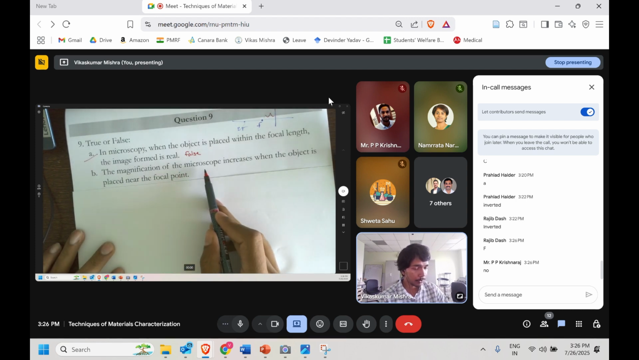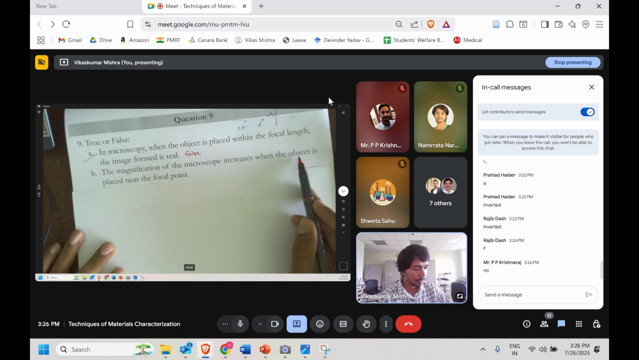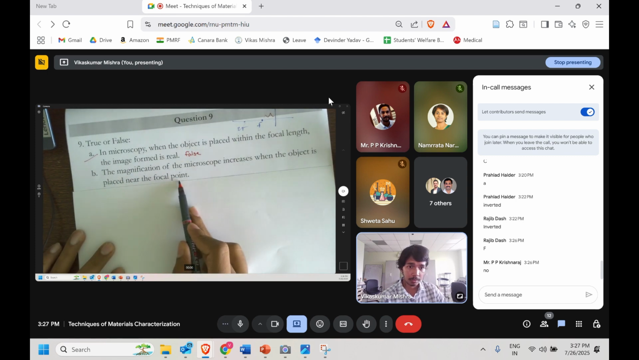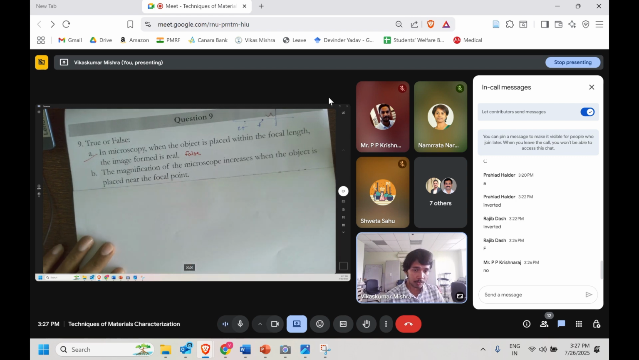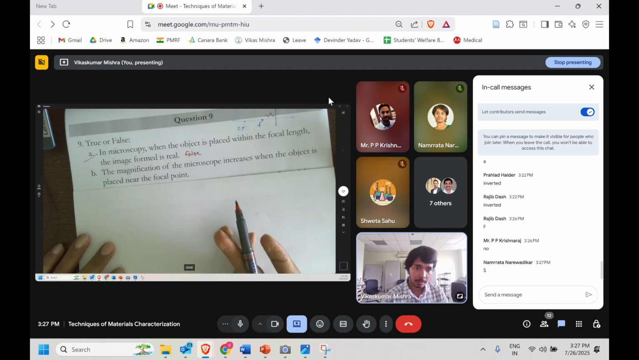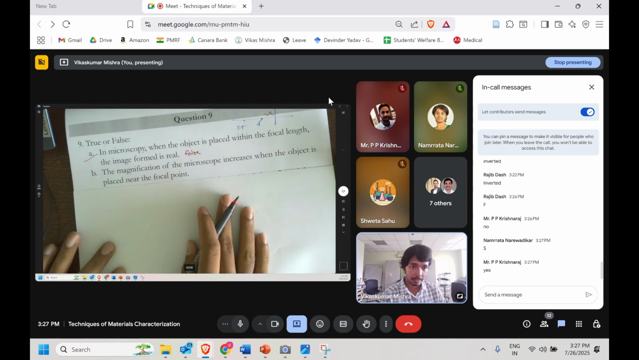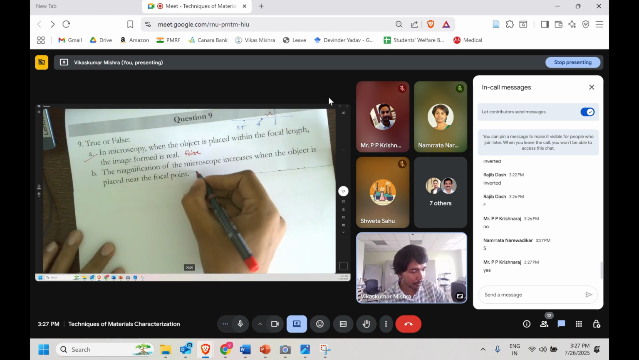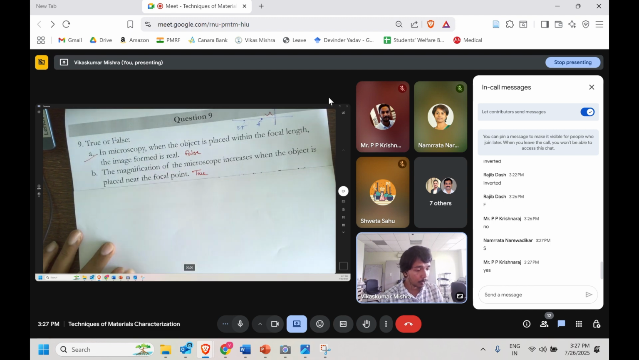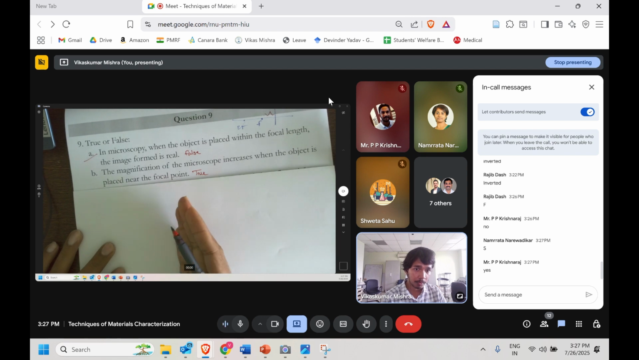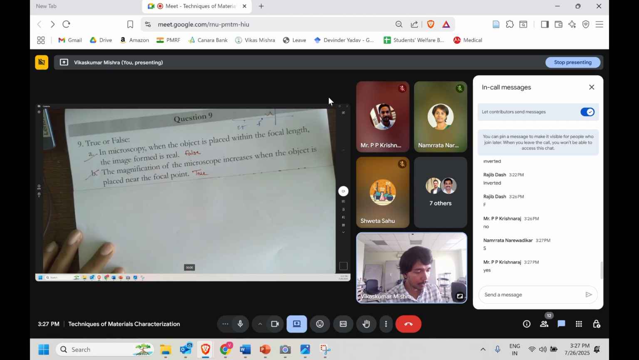The magnification of the microscope increases when the object is placed near the focal point. Is it? They are saying that if we get closer toward the focal point F, yes, Namrita and Krishraj, that's true. So we will get more magnification if we move toward the focal point. Now let's go to the third one.